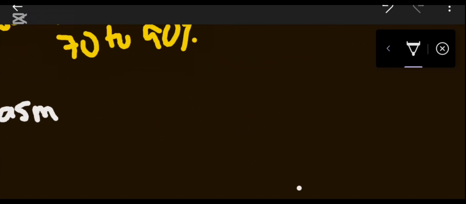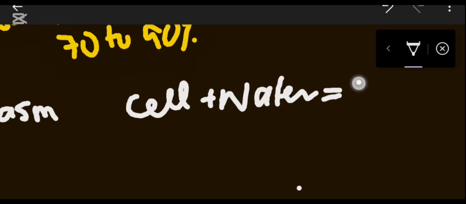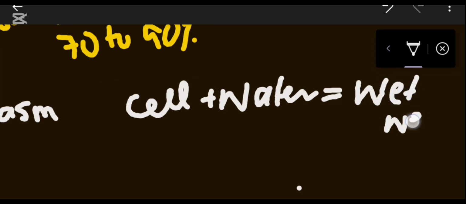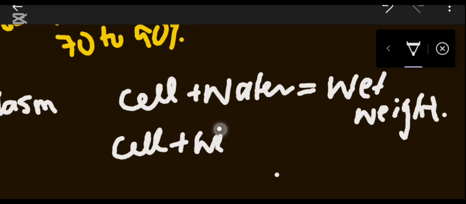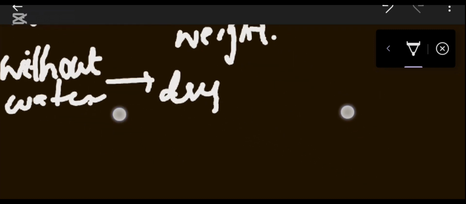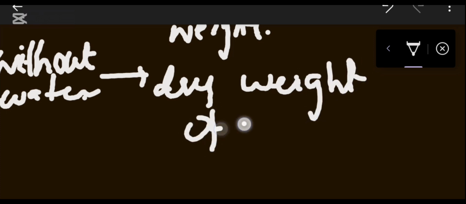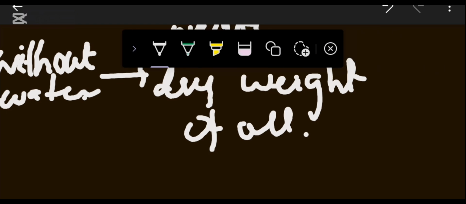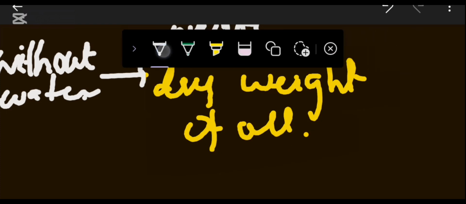Now the cell with water, एक सेल के अगर हमारे पास प्रोटोप्लाज्म मतलब वाटर present है, that is known as wet weight. And the cell without water is known as dry weight of cell. Dry weight of cell मतलब the complete removal of water from the cell.